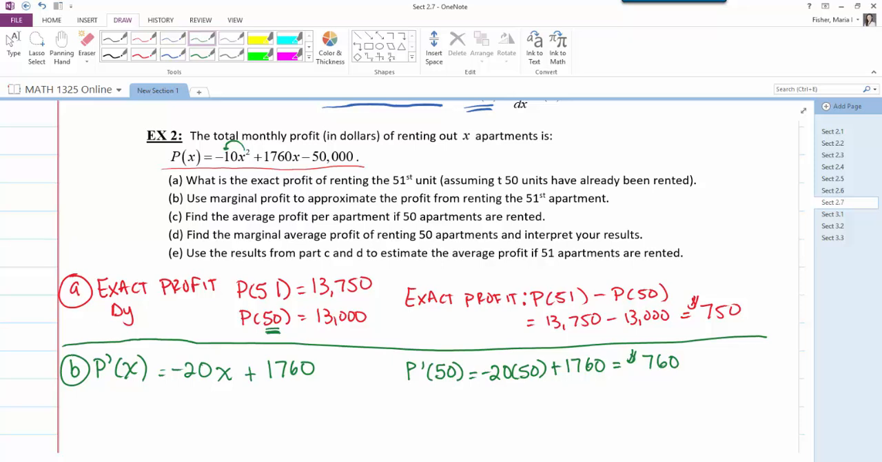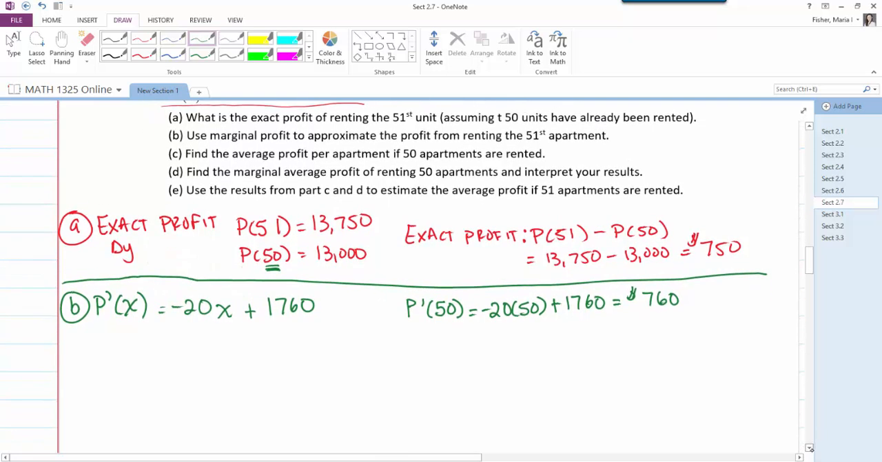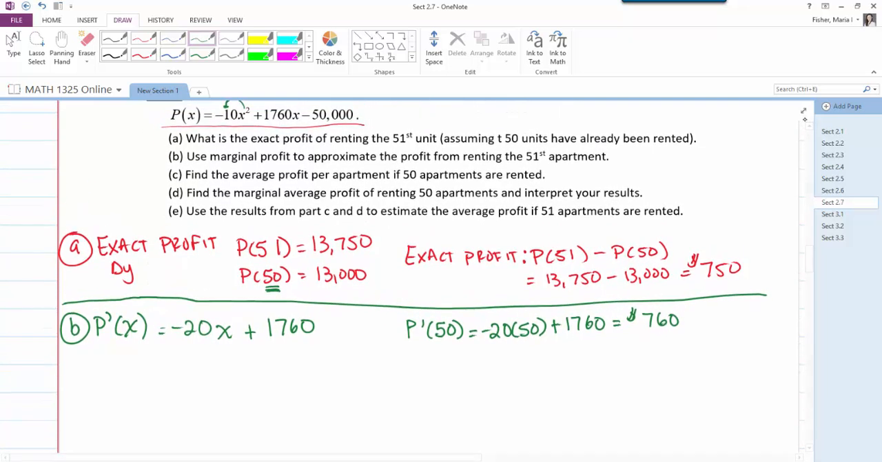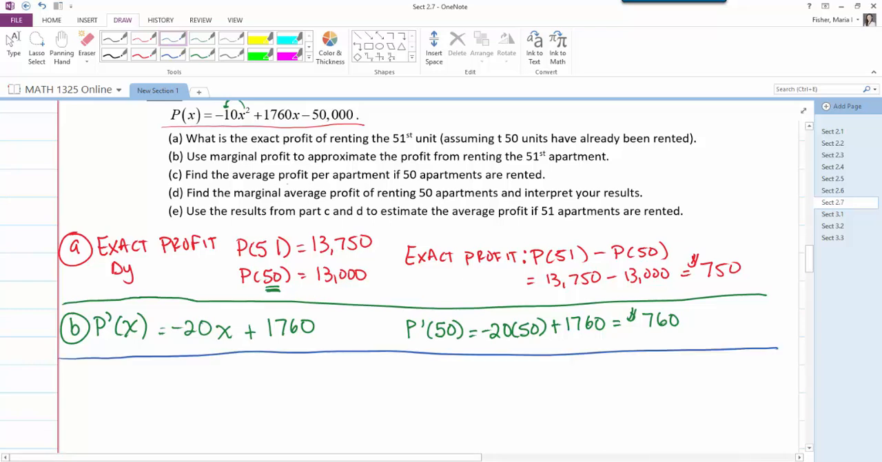The marginal profit gives us that it would be approximately $760, which is pretty close to our exact profit. Let's do part C next. Part C is asking us to find the average profit per apartment if 50 apartments are rented. So what's the average profit? Well, in order to find the average profit, I first need to find the average profit function.